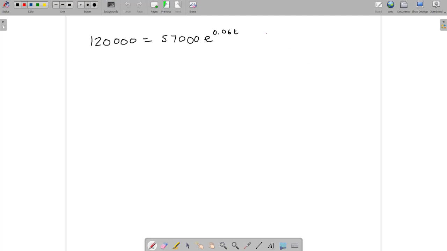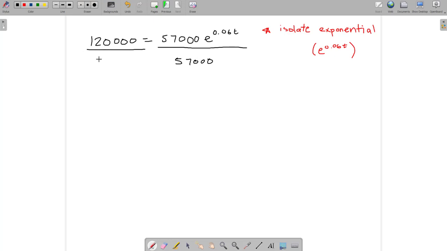So first thing that we'll want to do is isolate the exponential part. So here that's going to be that e to the 0.06t. So that means the first thing that I have to do is divide this whole equation by 57,000. So divide on both sides. Cancels on this side. Let's see what 120,000 divided by 57,000 works out to be. Alright, and it's not actually a very nice number, so you can leave it like this for now, because remember, we always want to round at the end.